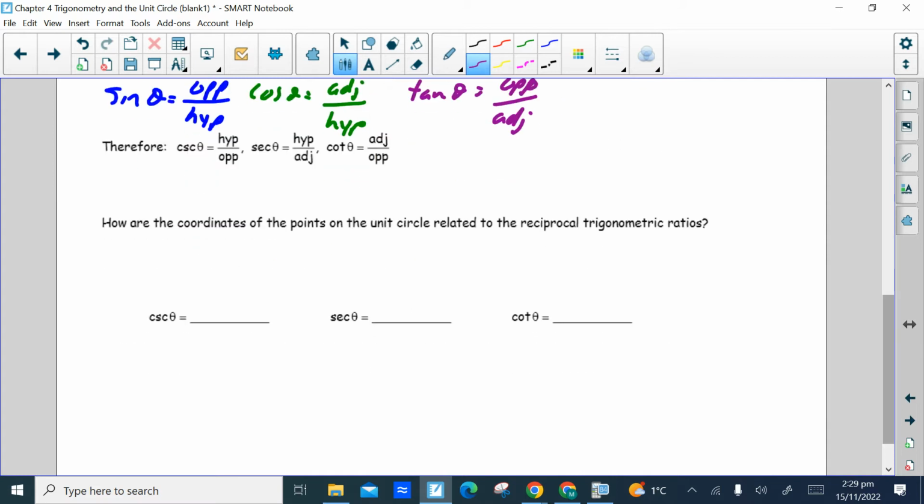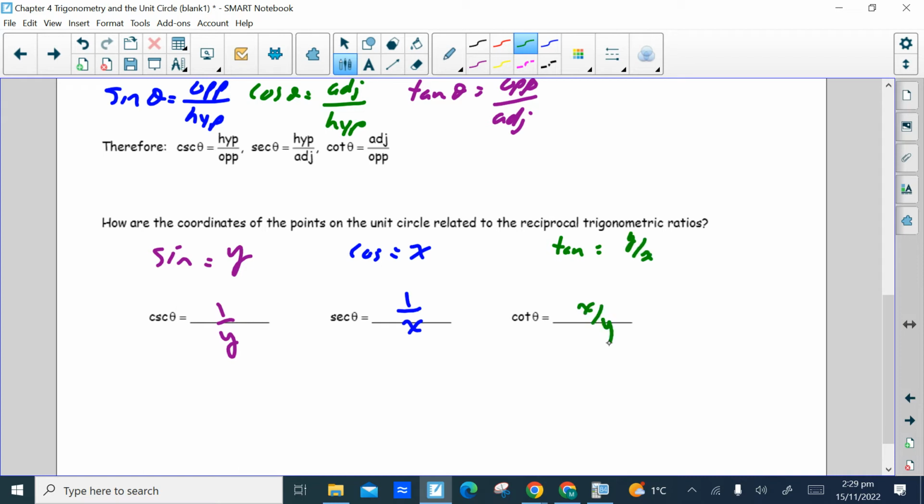So again, as we wrote above, how are the coordinates of the points on the unit circle related to the reciprocal trig ratios? We know that sine is the y value, so the cosecant will be 1 over the y value. We know that the cosine is the x value, so the secant will be 1 over the x value. And we know that the tangent is sine over cos, so it's y over x. Therefore, the cotan will be the reciprocal, x over y.